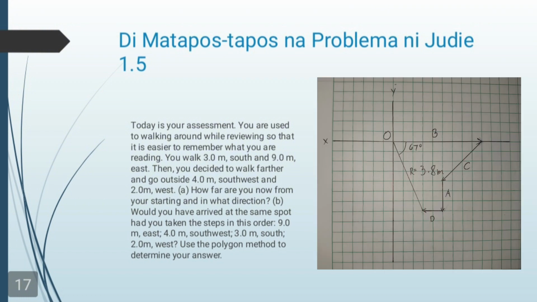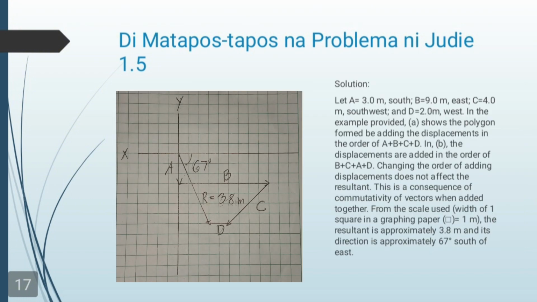Would you have arrived at the same spot had you taken these steps in this order: 9 meters east, 4 meters southeast, 3 meters south, and 2 meters west? Use the polygon method to determine your answer.